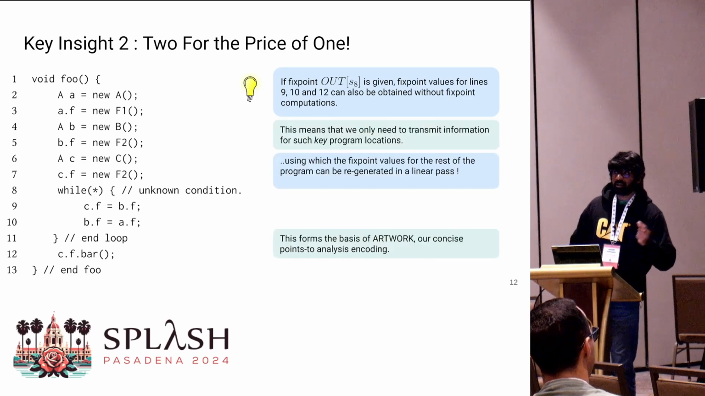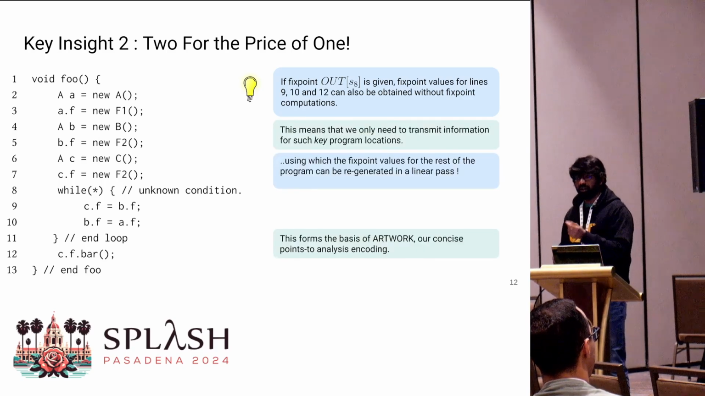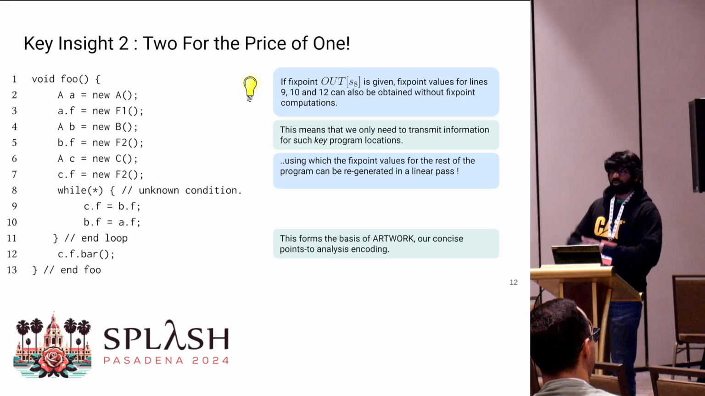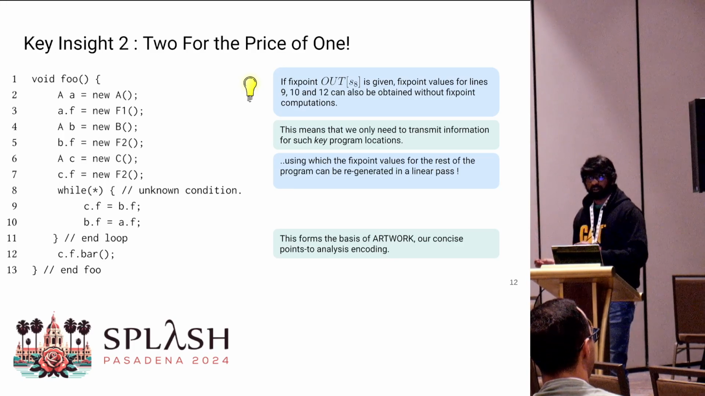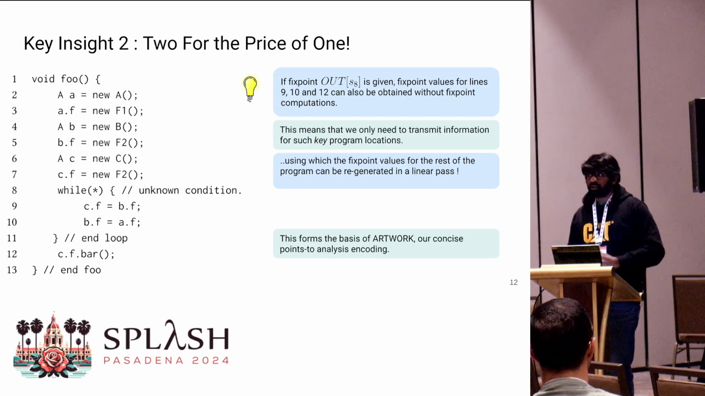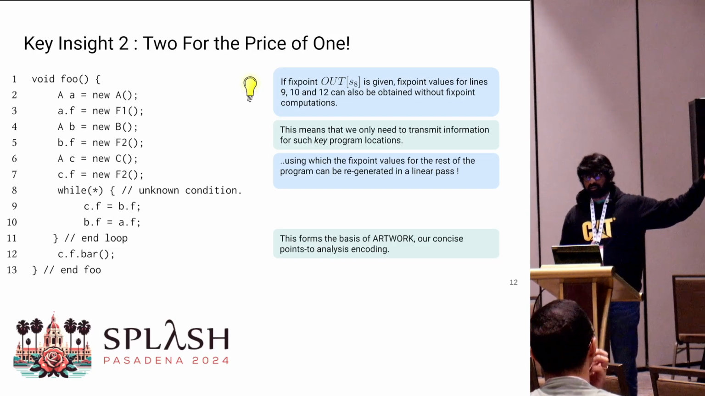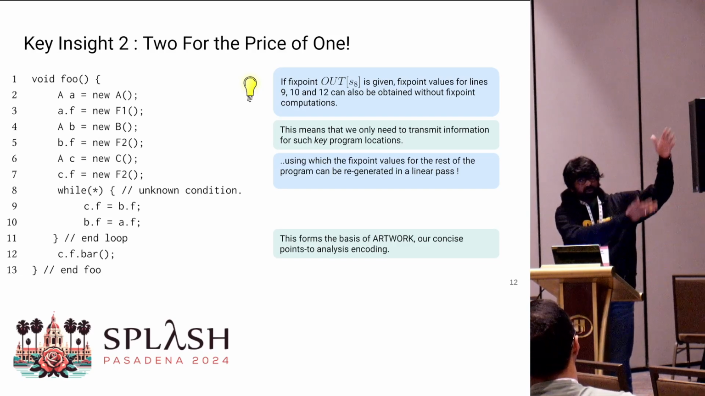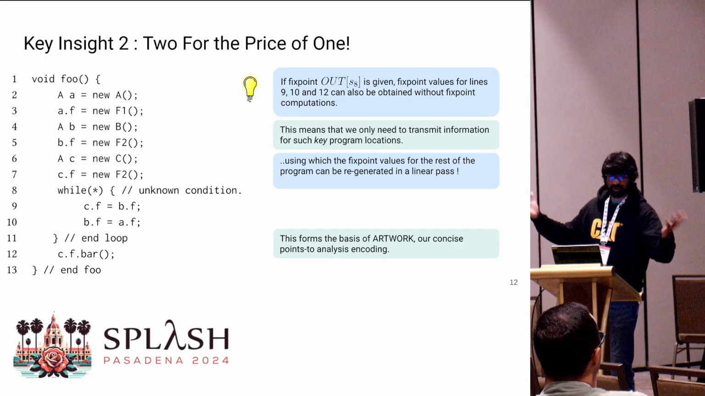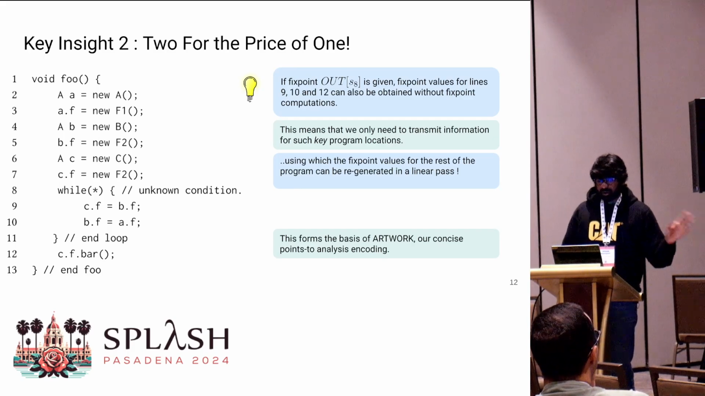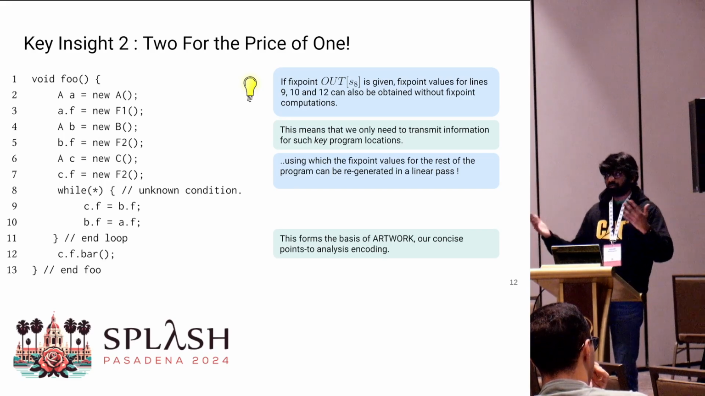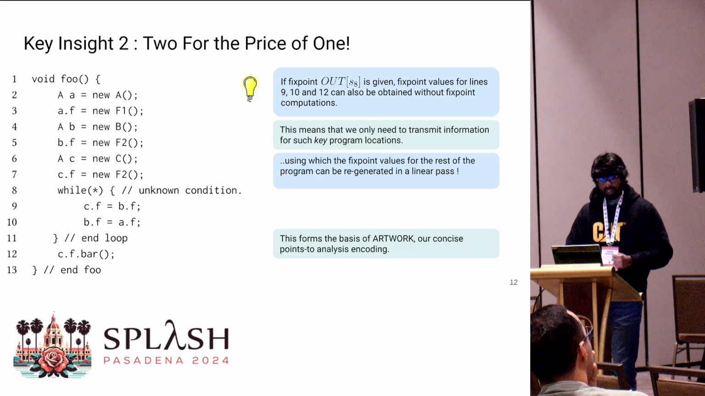What this means is that the producer does not necessarily need to send the consumer data flow values for every single program point in the program. It only needs to send them for certain key program points. In this example, that key program point happens to be just the loop header and nothing else. So given just the loop header's fixed point information, we are able to compute the fixed point information for all the other program points by a simple application of data flow analysis rules. This forms the basis of what we call artwork in the paper. It is a concise encoding of points-to analysis results for a program.